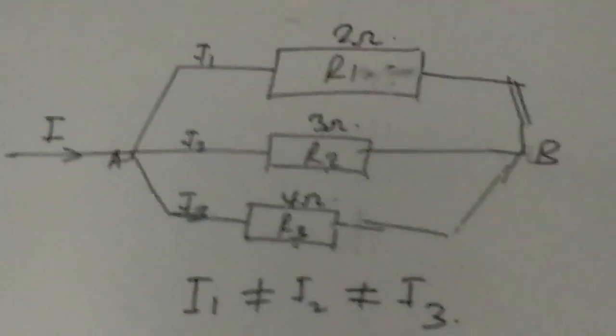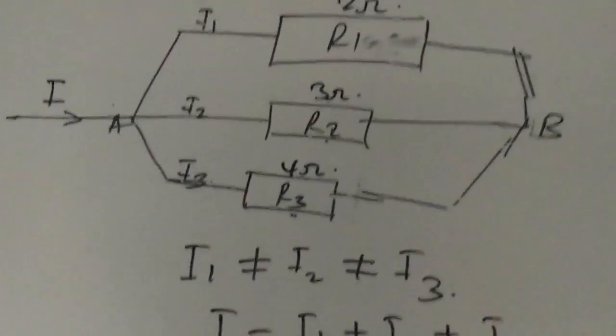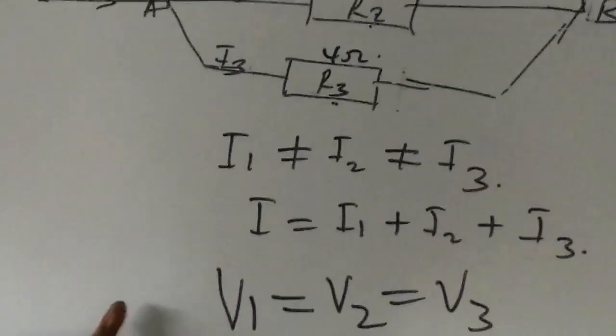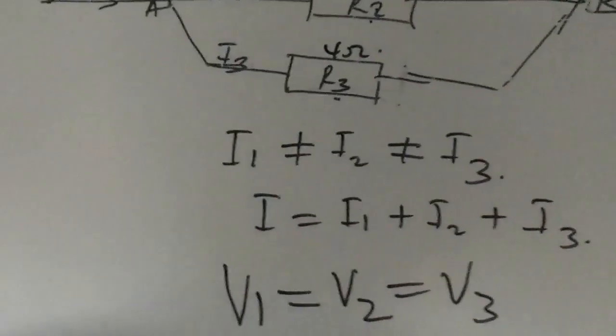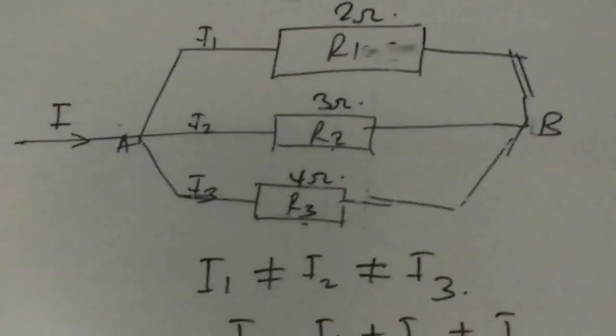So this is opposite to the situation we have when they are in series. When they are in series, the same current will pass through each of them, but when they are in parallel, different currents will pass through each of them. When they are in series, they will have different potential difference, PD, and when they are in parallel, they will have the same potential difference across each of them.